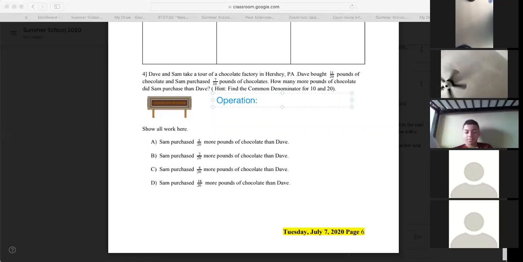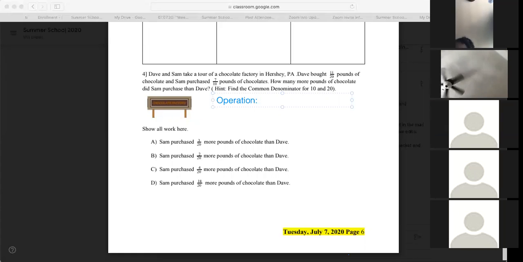All right, so the key word here is how many more than. The denominators are 10 and 20. When you see the question, how many more, what operation is that, Leilani? Addition or subtraction? That's subtraction. Excellent. So Leilani, I'm going to subtract 11/20 from 7/10.